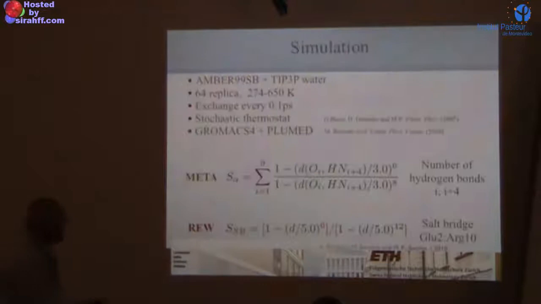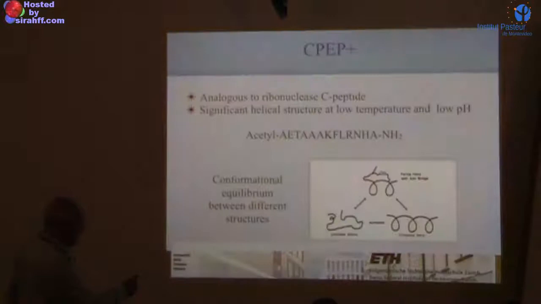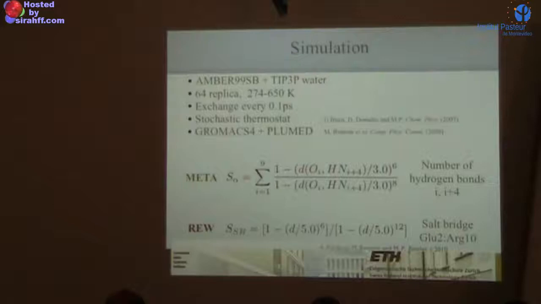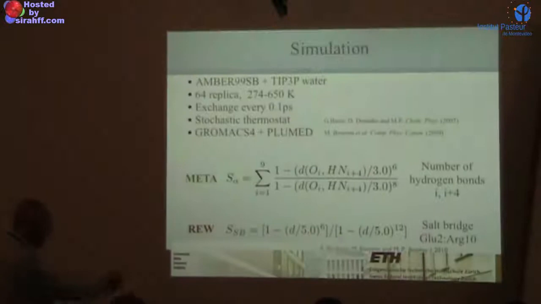But say, what about the other degrees of freedom, for example whether there is such a salt bridge or not? Okay, so we can do the parallel tempering metadynamics using the number of hydrogen bonds, and then at the end of the day, without a new calculation, we look for the presence of the salt bridge being formed. Okay? And that's the free energy surface.